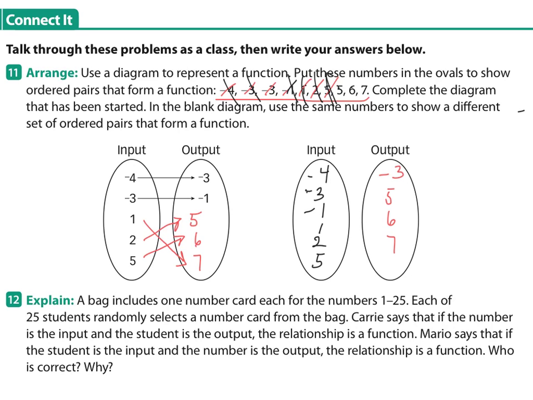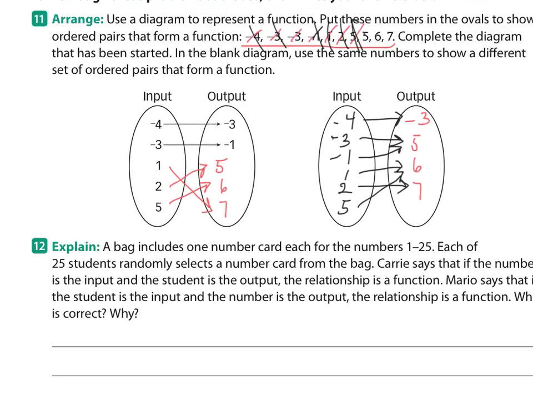Notice I have more inputs than I do outputs. That's A-okay. There's nothing wrong with that. That just means we're going to have one or more inputs that go to the same output. And like I said earlier, that's okay, right? I can have -3 and I can also have -1. Both go to 5. That has no bearing on whether or not you get to be a function, right? 5 can also go to 6. This is still a function. So we're good with that.